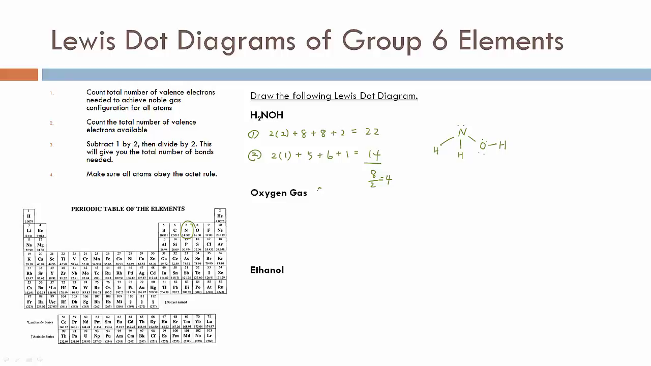Next example is oxygen gas, that's O2. Oxygen requires 8 valence electrons to fill its shell, so it's 8 times 2 because there's 2 oxygen, giving us 16. Oxygen has 6 valence electrons. Multiply that by 2, that would give you 12. 16 minus 12 is 4. Divide by 2 gives you 2. So in order to link the 2 oxygen atoms together, you need 2 bonds.